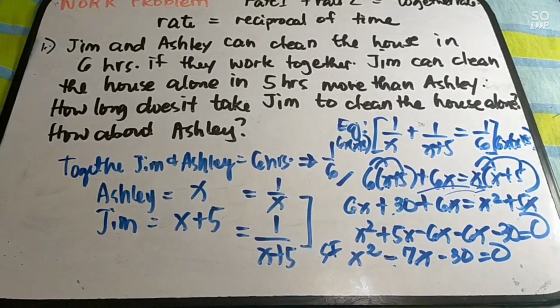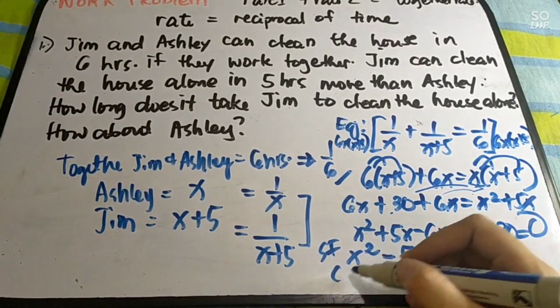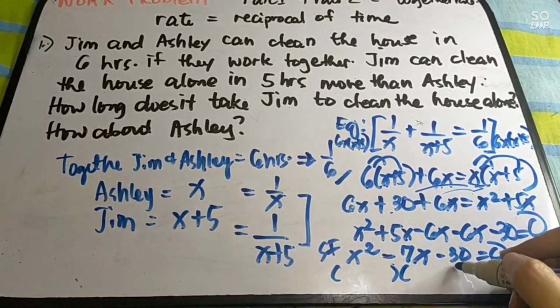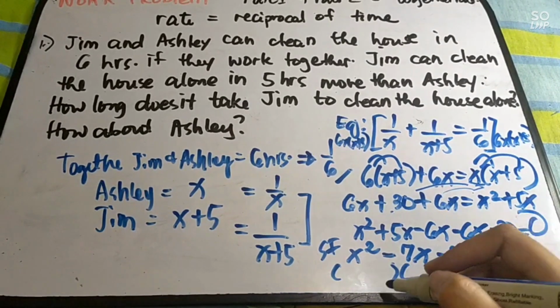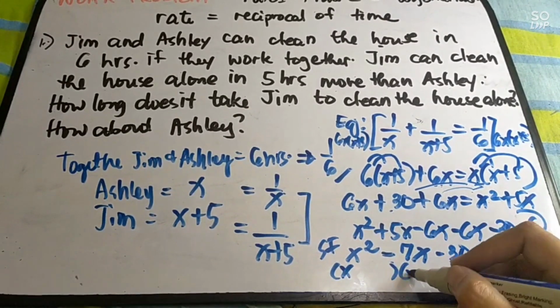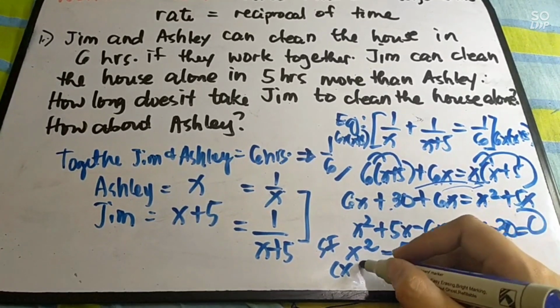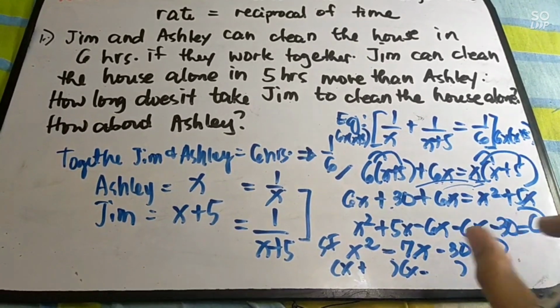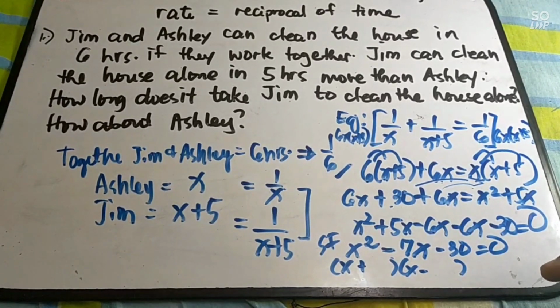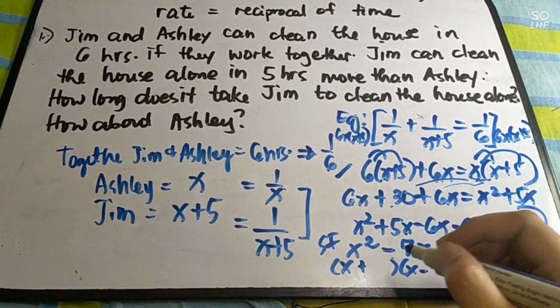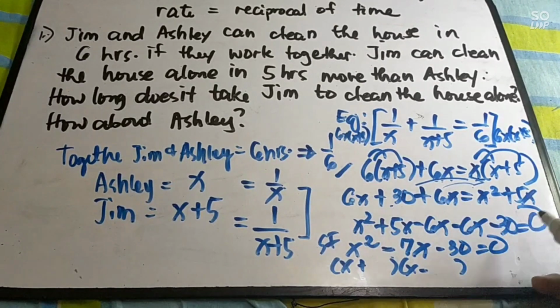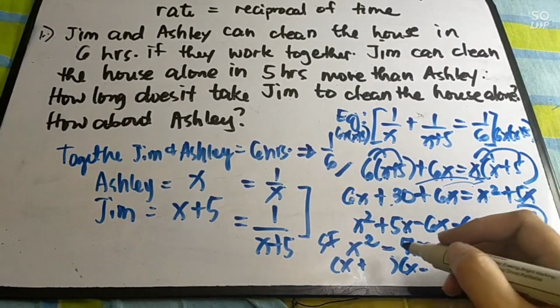We can now proceed with factoring na dito. So, what would be the factors of x squared minus 7x minus 30? So, we have x and x. Factors ni 30, since negative ito, isang positive, isang negative. So, pag sinubtract mo, the answer is 10. So, that is 10 and 3. Diba? 10 times 3, we have 30. 10 minus 3, the answer is 7.